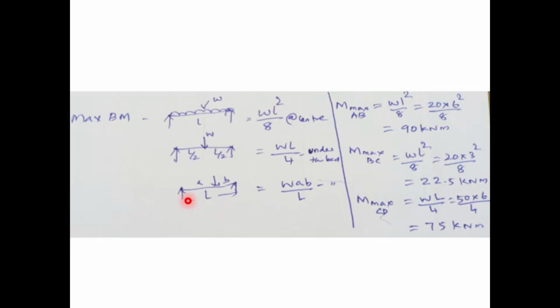Suppose a concentrated load is eccentrically placed, which is A distance from left hand and B distance from right hand, the formula is WAB by L, which occurs under the concentrated load. Okay, so this is the procedure for finding the bending moment for a continuous beam. I hope this video will help you for analyzing a continuous beam using slope deflection method. Thank you.